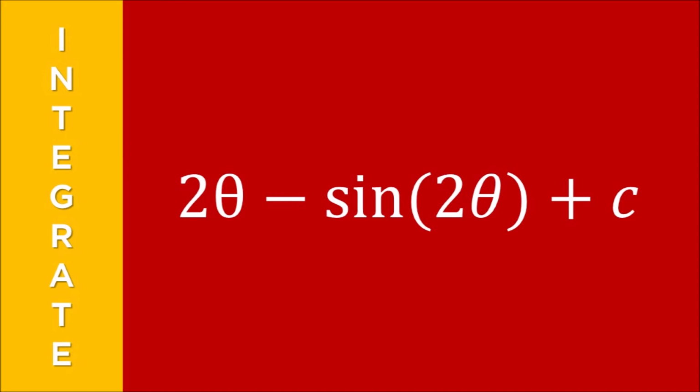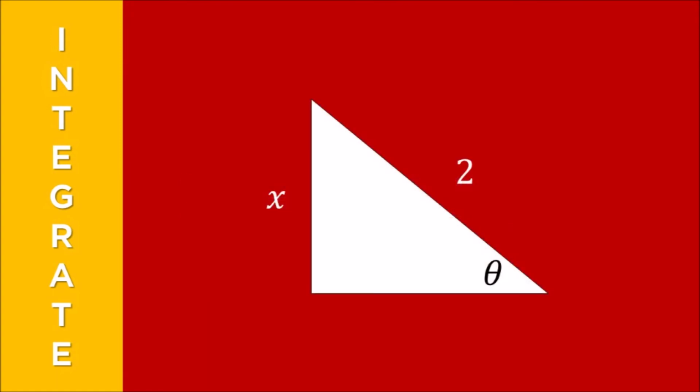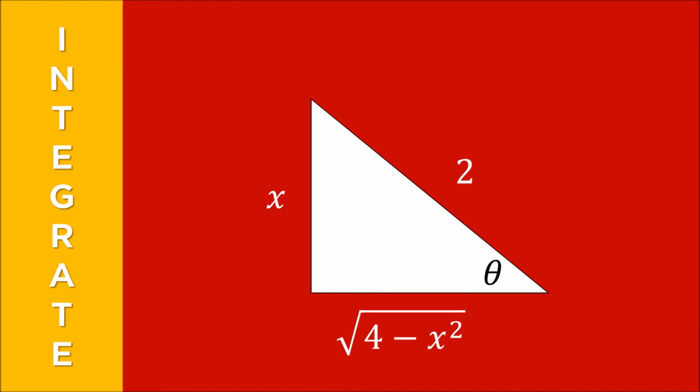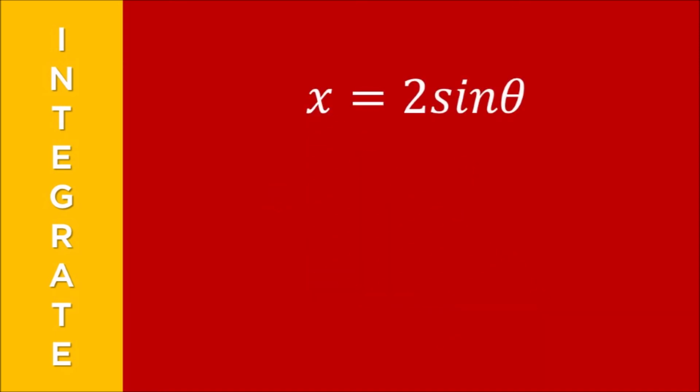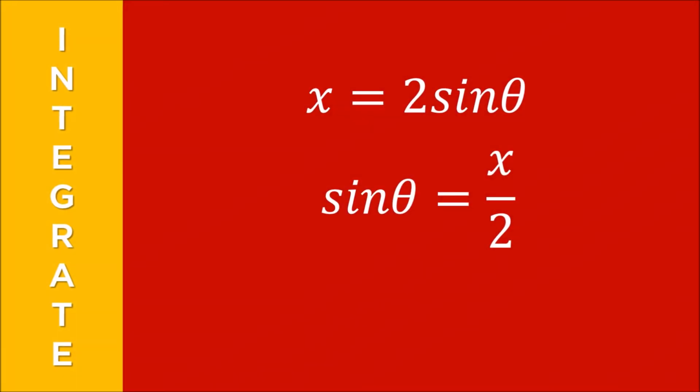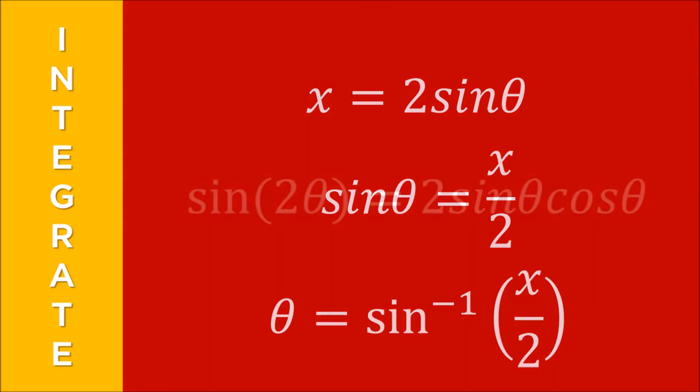Then, you need to go back to the first step and use a reference triangle to write the result in terms of x. As you can observe, 2 is the hypotenuse and x is the opposite side. So, the square root of 4 minus x squared is the adjacent side. In order to rewrite the result in terms of x, there are two steps. First, you need to get the value of theta. In order to find the value of theta, solve x equals 2 sine theta. Then you will get arc sine of x over 2.